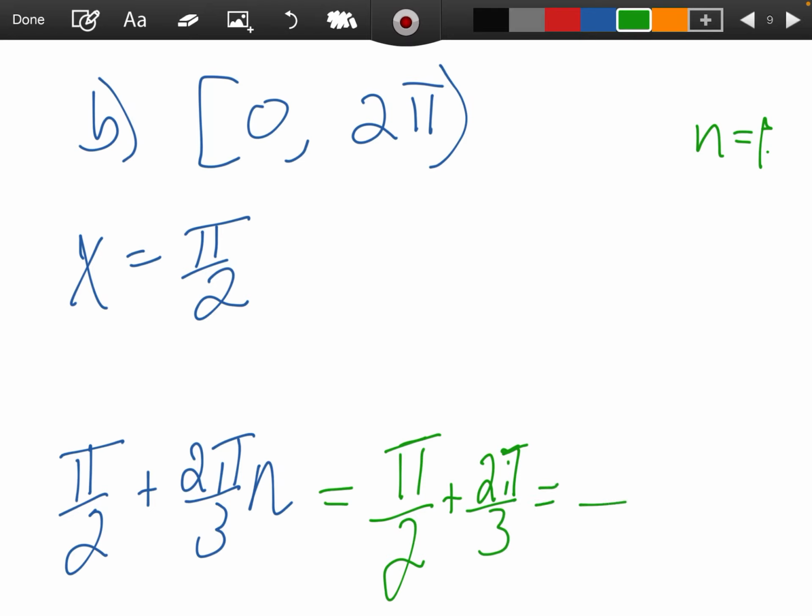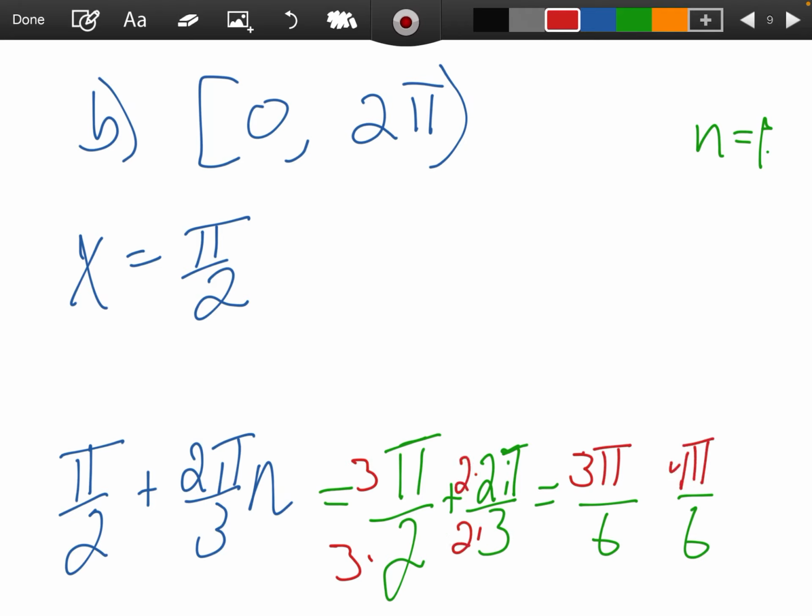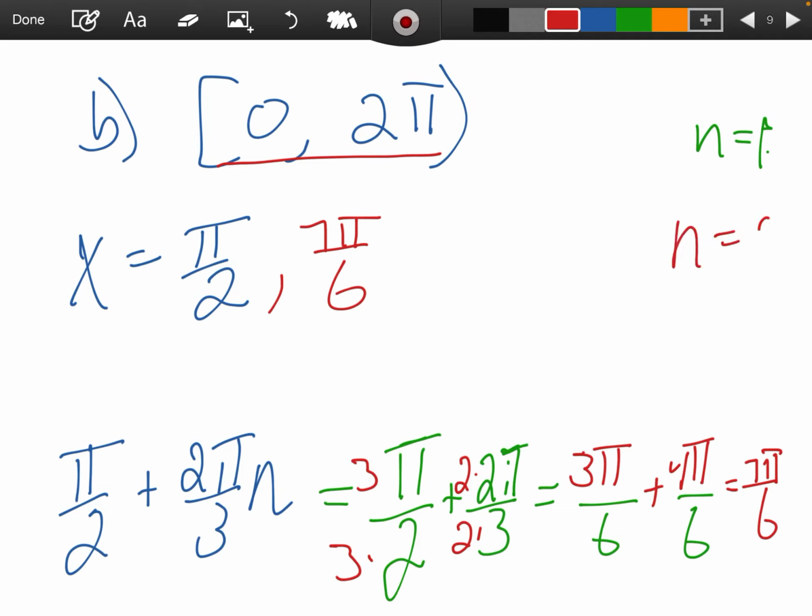So I need to get these two numbers together. That's going to give me a common denominator of 6. So I'm multiplying this one by 3 and this one by 3. That's 3 pi over 6. I'm multiplying this one by 2 and this one by 2. So that's 4 pi over 6. When we add them together, that's going to give me 7 pi over 6. Okay? And that's still within this interval from 0 to 2 pi. So I have another answer over the interval from 0 to 2 pi, 7 pi over 6, right?